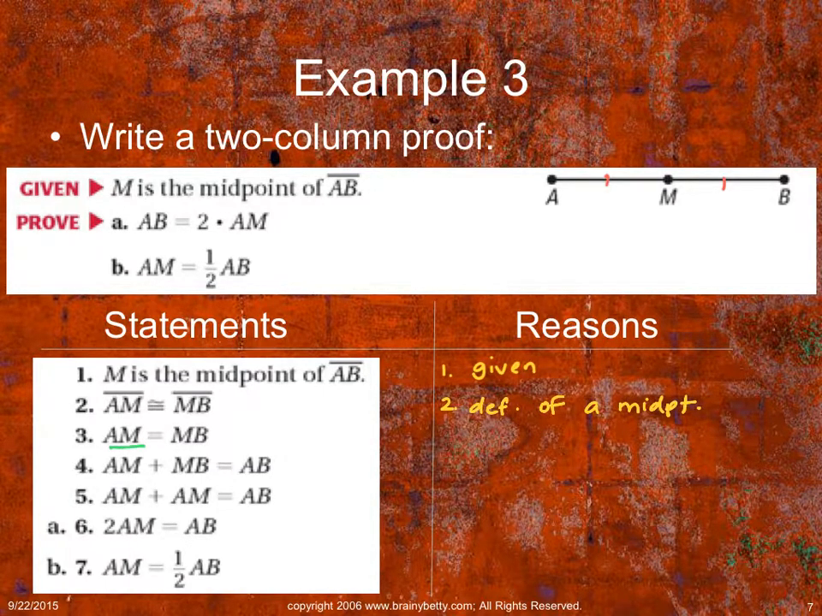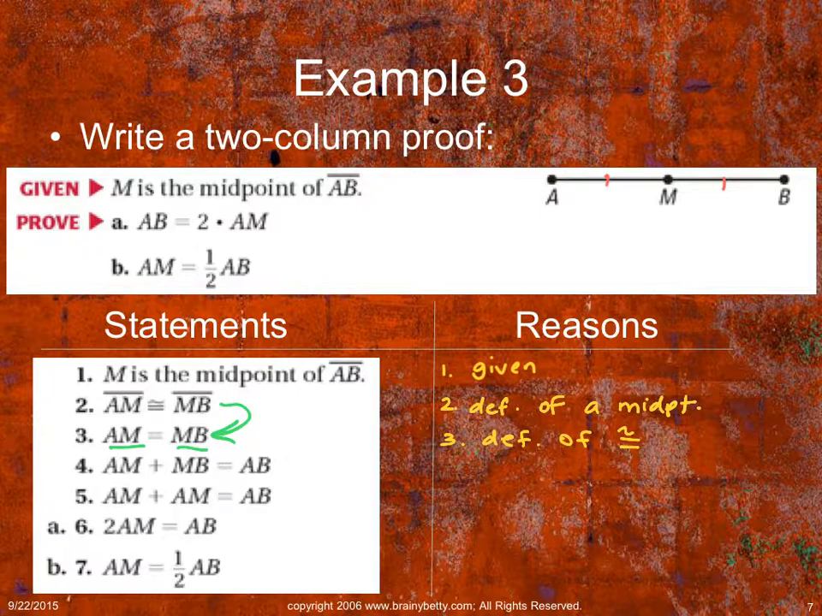Three says AM equals MB. What's the change from here to here? I went from congruence to equals. Yes, you see that? That's just the definition of congruent. Congruent to equals, or from equals to congruence. It's definition of congruence.